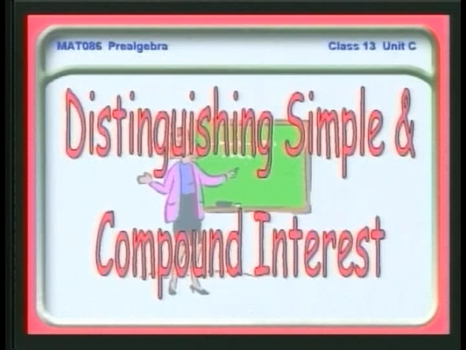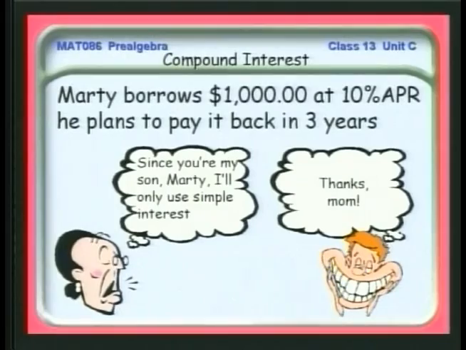In Unit B, we talked about simple interest, and we mentioned compound interest, where you pay interest on the interest. In Unit C, we're going to investigate that and look at techniques for dealing with compound interest. Suppose Marty borrows $1,000 at 10% per year, and he plans to pay it back in 3 years.